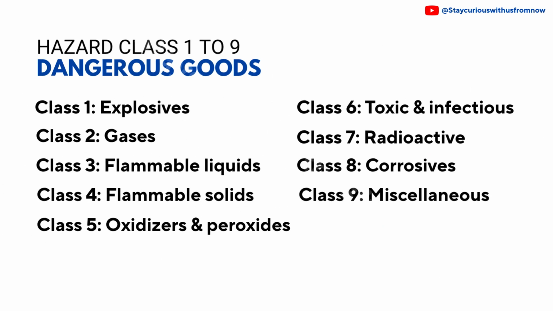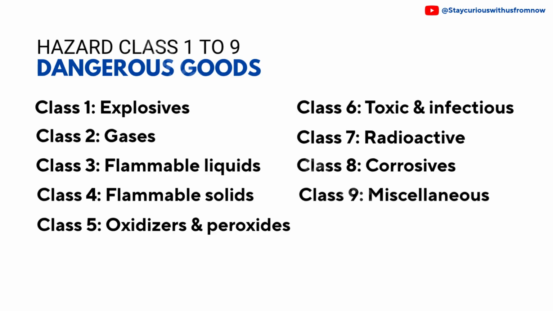The United Nations divides dangerous goods into 9 hazard classes, each representing a different type of risk. Class 1 covers explosives, such as fireworks and ammunition, which can detonate under certain conditions. Class 2 includes gases like oxygen cylinders, propane, and aerosol sprays, which may be flammable, toxic, or simply pressurized. Class 3 is for flammable liquids, including gasoline, ethanol, and paint thinners, which ignite easily.